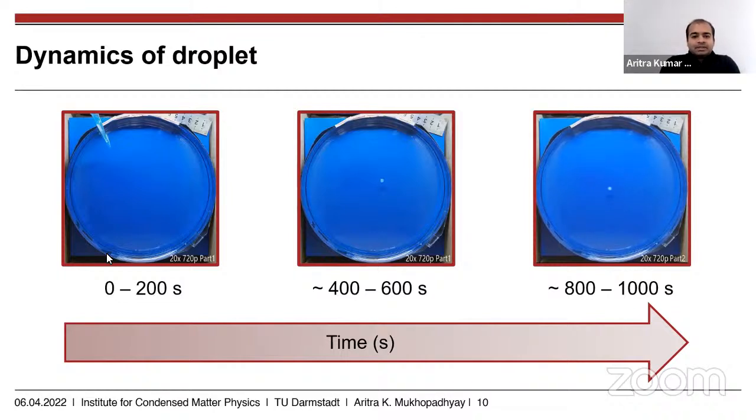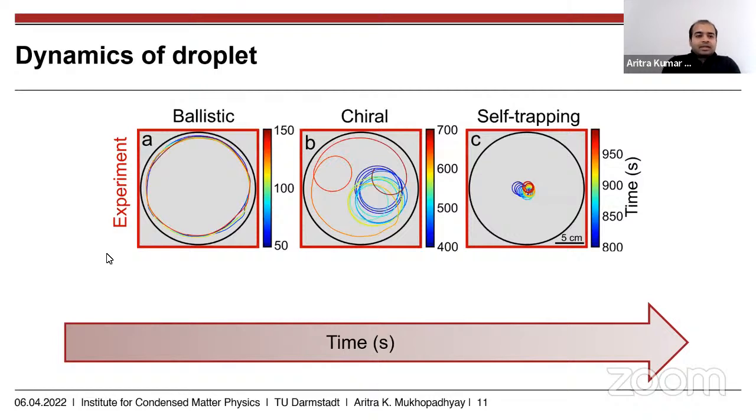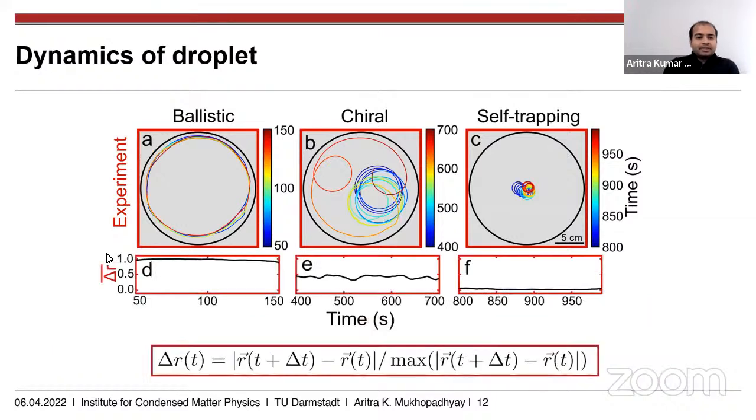So based on these three dynamics of the droplet, we can characterize the whole dynamics in three different stages. The first one, where the droplet moves around the Petri dish, is a ballistic phase. And in the intermediate time scales, the motion is chiral, with smaller orbits, and this we call the chiral phase. And at the very end, we have the self-trapping phase, where the droplet is confined to an extremely small region. How to characterize these three phases?